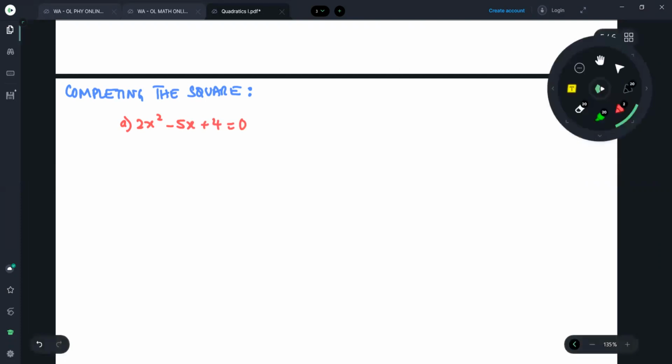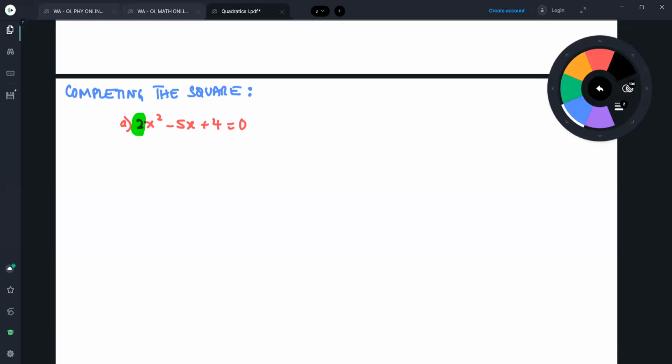Now, what is peculiar here, what is odd here, is this 2 here. Do you see this? You've always been dealing with x square only, but you have a 2 here. What am I going to do now? You're going to take out the coefficient of x square.